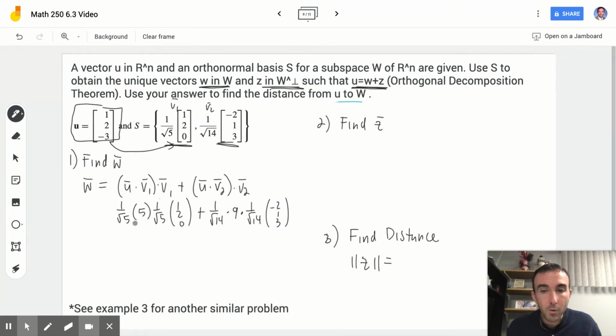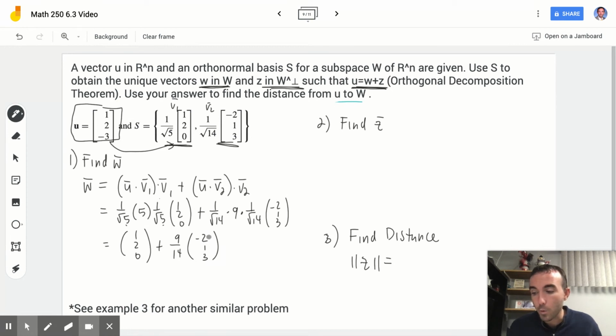Then when I put this all together, 1 over radical 5 times 1 over radical 5 is just 1/5. That I'm multiplying by 5, so that just cancels out to just a 1. So I have 1, 2, 0 from the first. And then from the second, 1 over radical 14 times 1 over radical 14 is 1/14, but I have a 9. So that is 9/14. And then negative 2, 1, and 3.